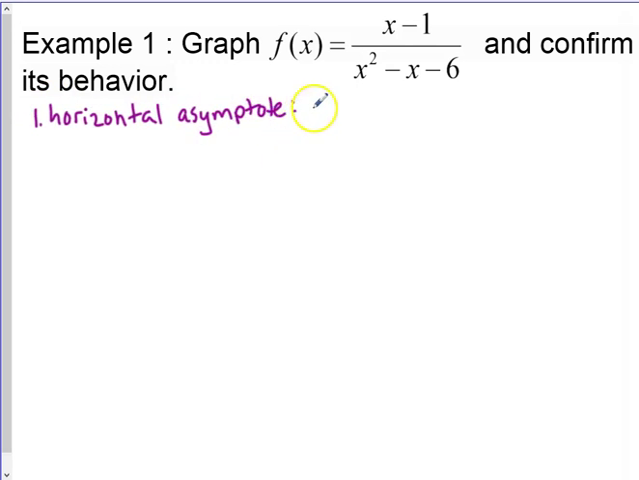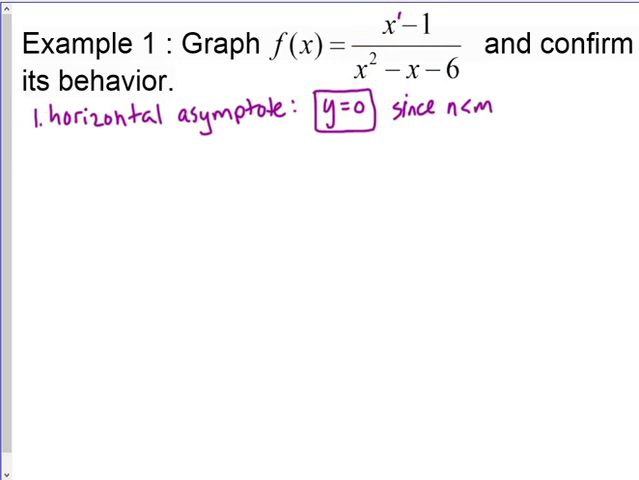Well, because the degree of the numerator is 1 and the degree of the denominator is 2, the n is less than the m, therefore our horizontal asymptote should be y equals 0. Okay, go ahead and feel free to write notes to yourself about what n means in this case. That's the degree of the numerator, and m means the degree of the denominator.